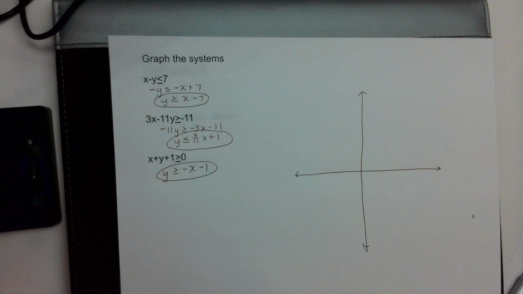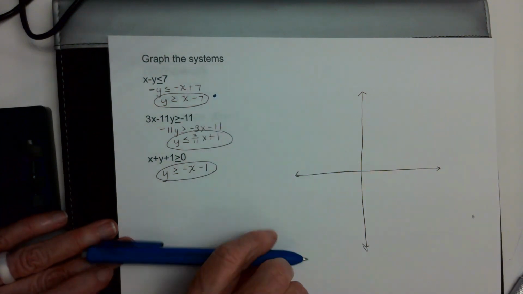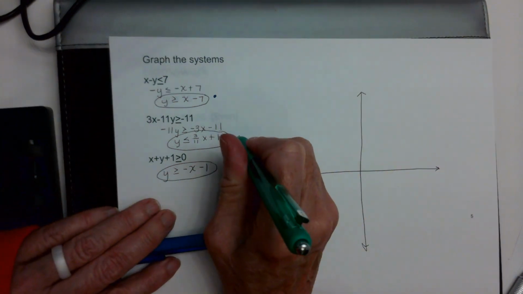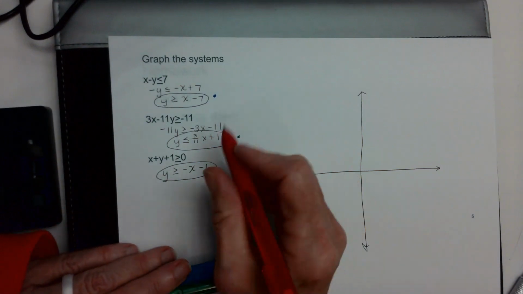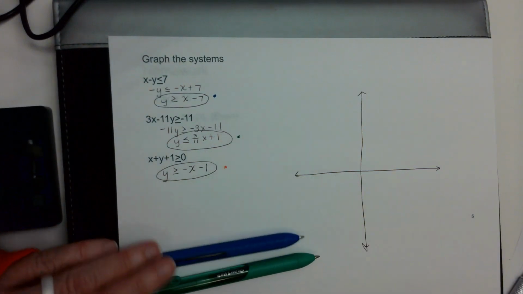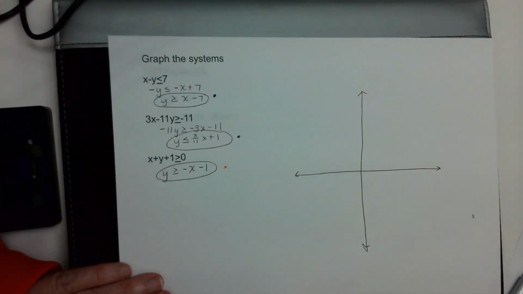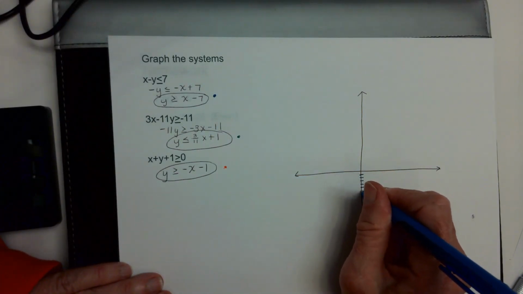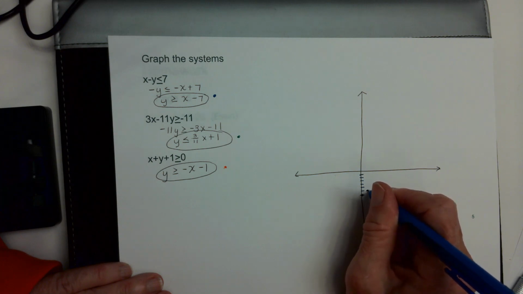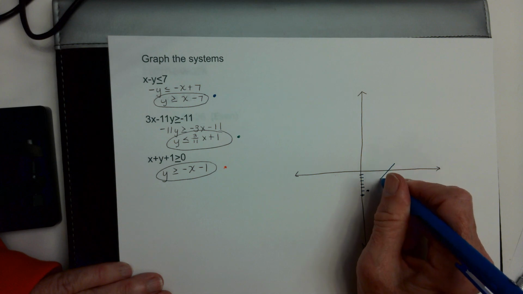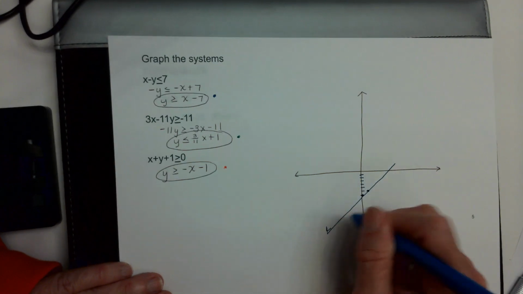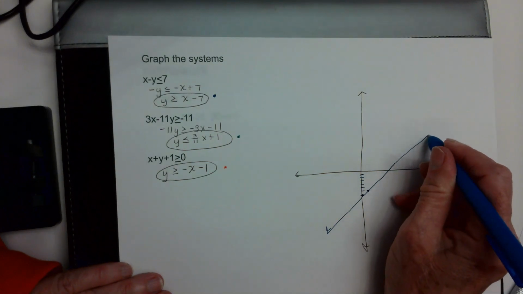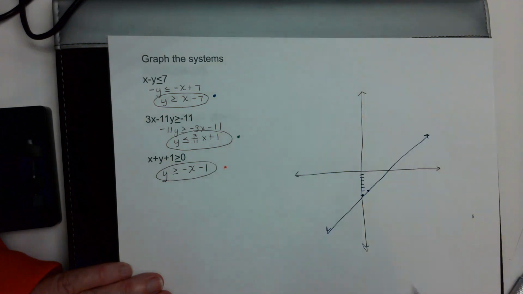Okay, so let's do blue, green, and red. And so the blue one, I'm going to go down 7. 1, 2, 3, 4, 5, 6, 7. And then I'm going to go up 1 and over to the right 1. It is a solid line. And it would be shaded above that line.